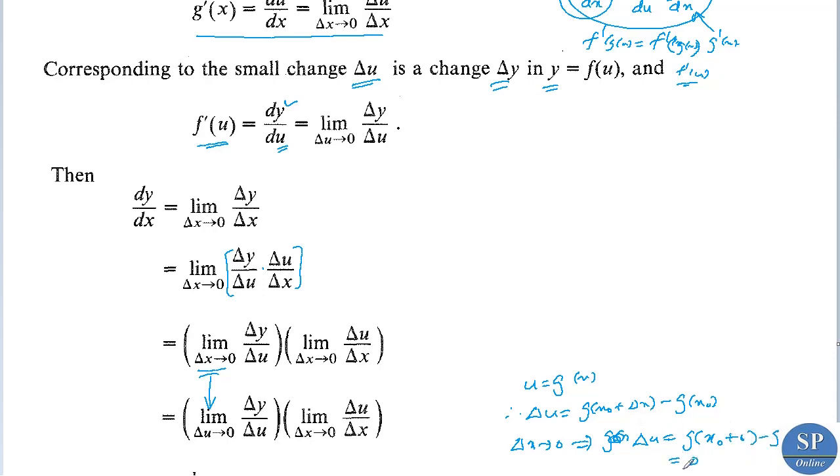This is equal to 0. Therefore delta x approaches 0 implies delta u approaches 0, that is, since the differentiable function g is also continuous.